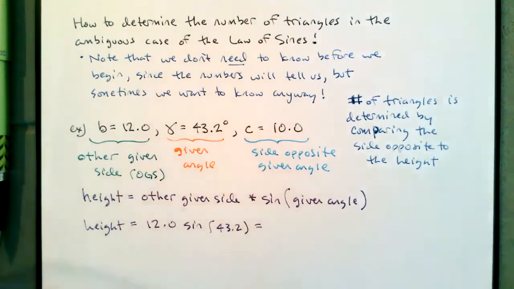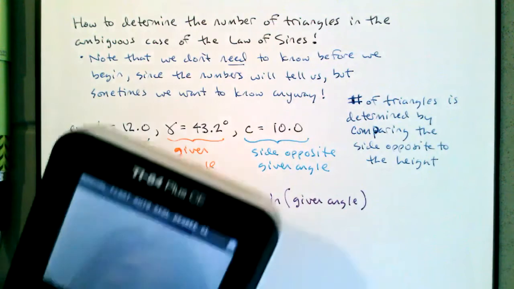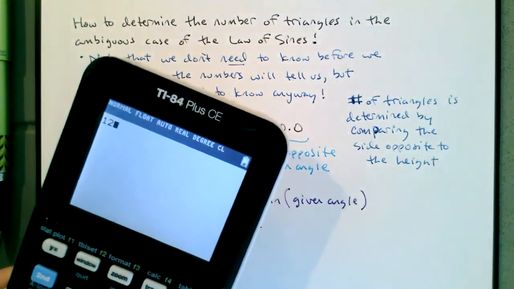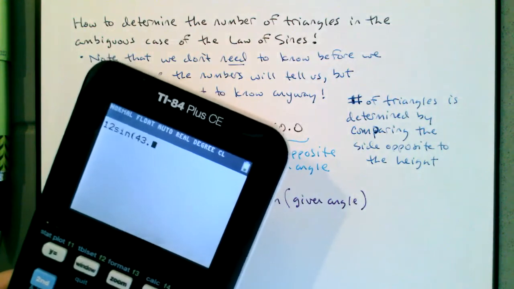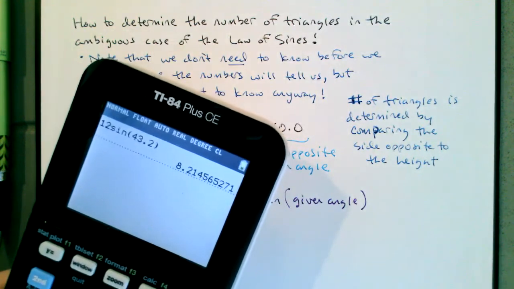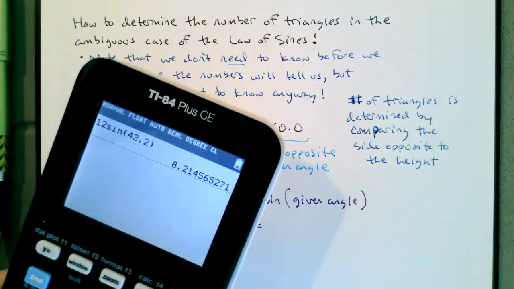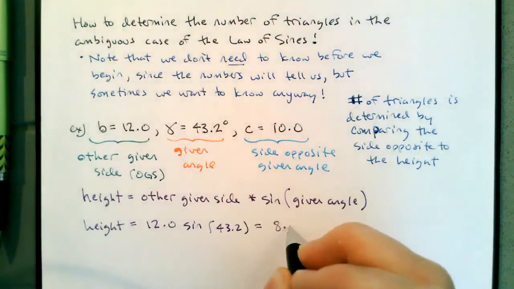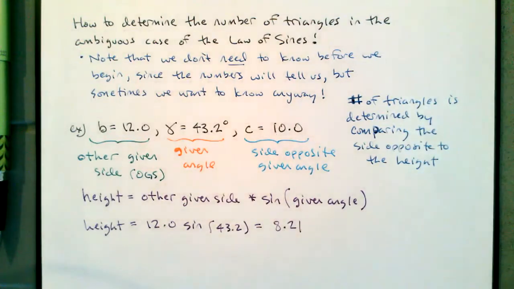So we grab our calculating machine. We make sure we're in degree mode. And then I calculate 12 times the sine of 43.2. So the height is 8.21. The side opposite the given angle is greater than the height, but less than the other given side, so we'll have two triangles.